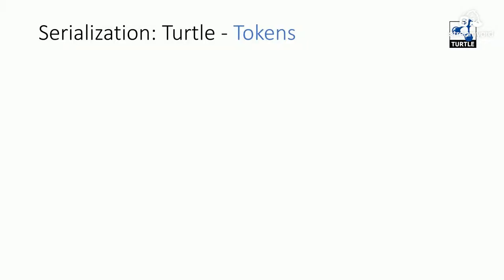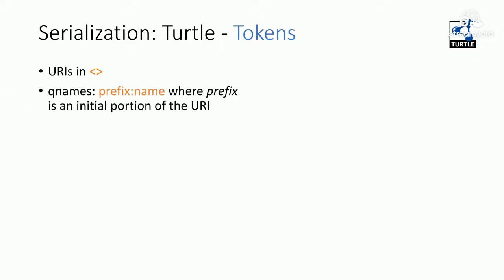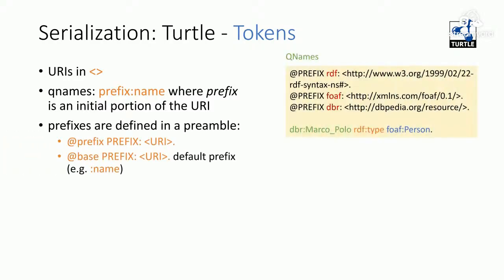Turtle is just plain text, so it's very easy. And by writing it, you can represent a graph. In Turtle, we put URIs, our entity identifiers, between angle brackets. Also, we can shorten them using a qualified name, as seen before. And all the prefixes used must be defined at the start of our Turtle document, like here.